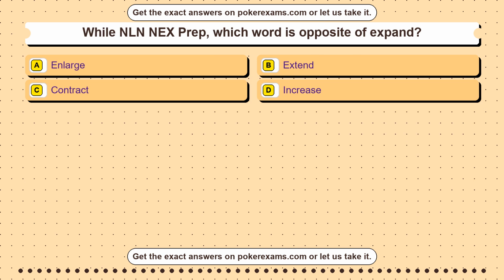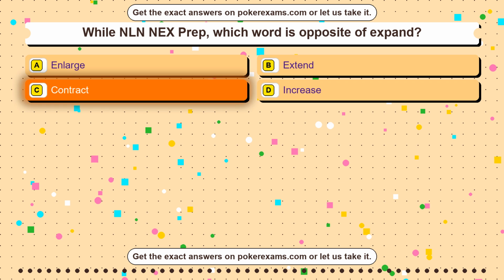Question 47. While NLN NEX Prep, which word is opposite of expand? Option A, enlarge. Option B, extend. Option C, contract. Option D, increase. The correct answer is option C, contract.